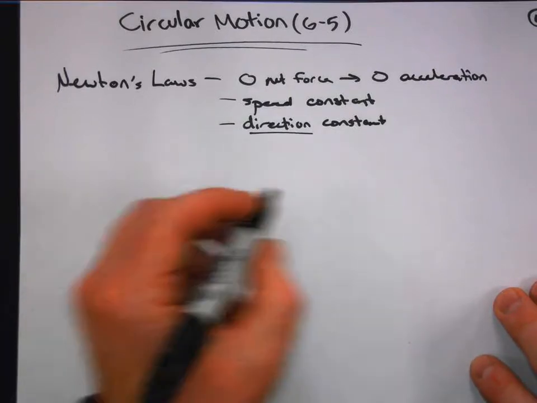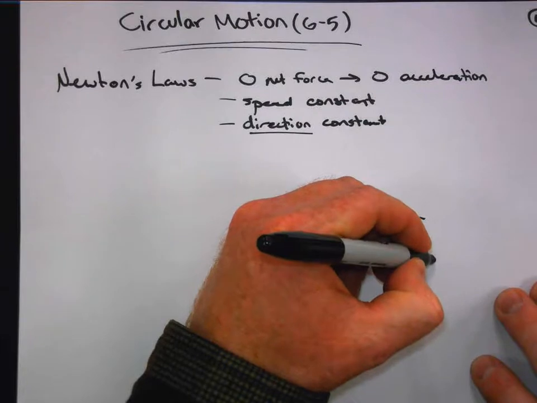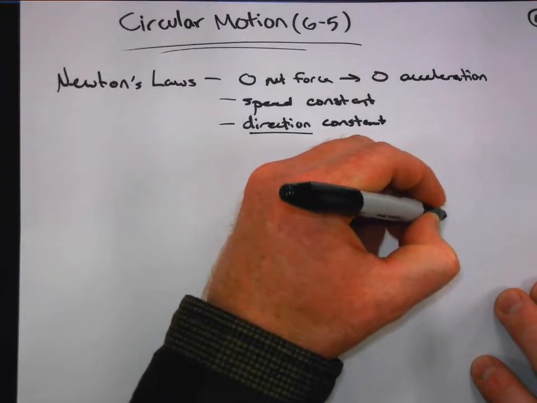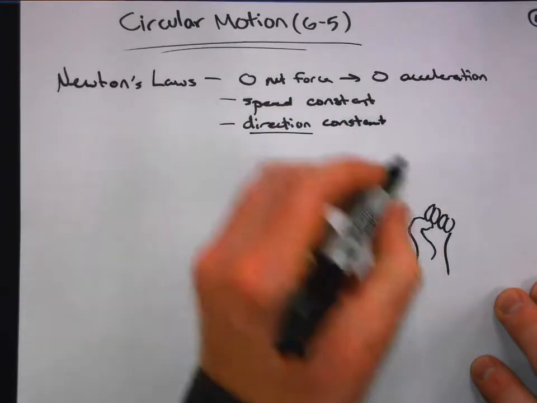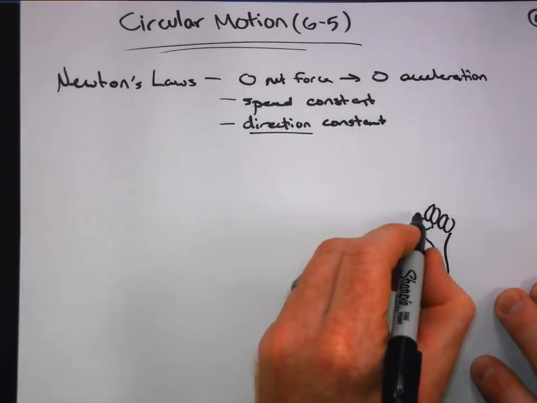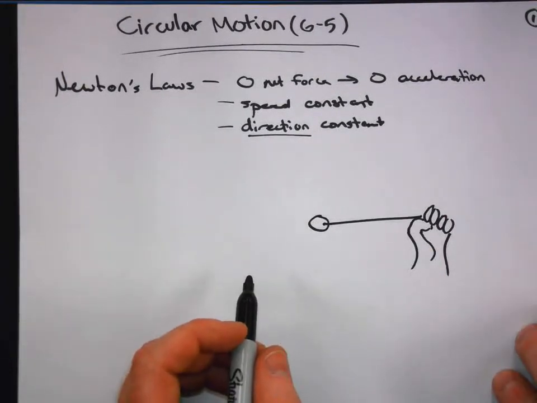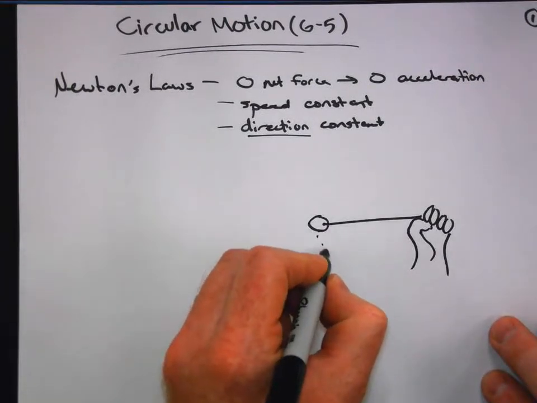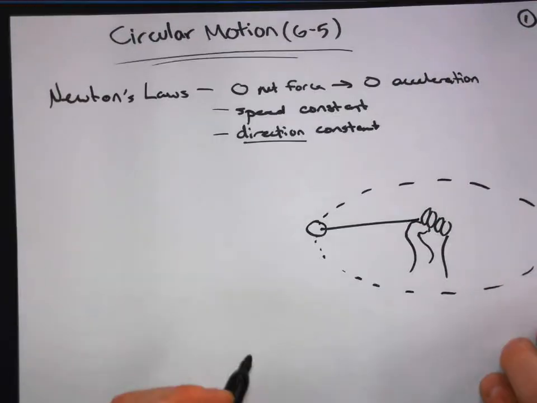So if we can imagine, I don't know how to draw, so you're going to give me the benefit of the doubt here, finger, finger, finger, finger, and so we have a hand holding on to a string, and on the end of the string we have some sort of ball. That is a terrible looking hand, isn't it? I'm sorry, but you get the idea. And I'm just going to twirl it around and create that circular motion.